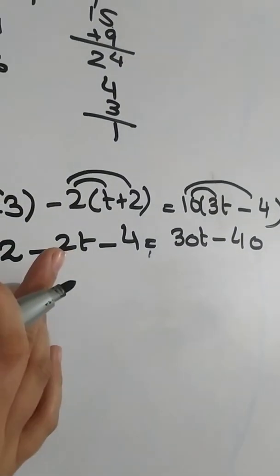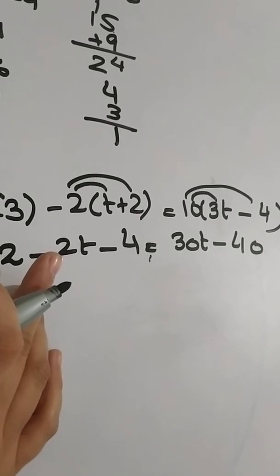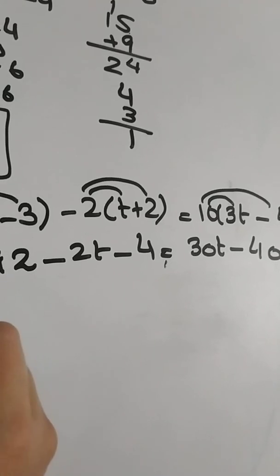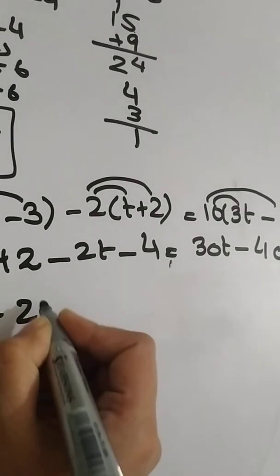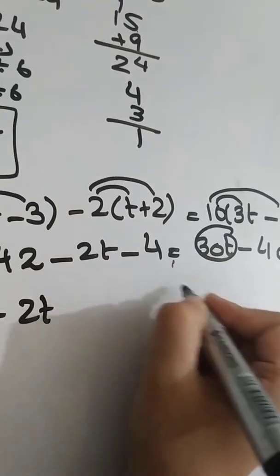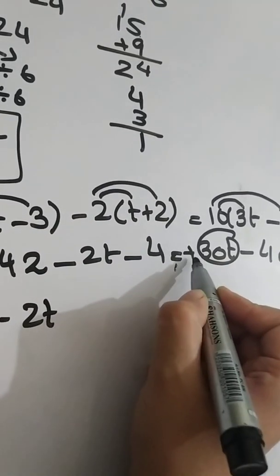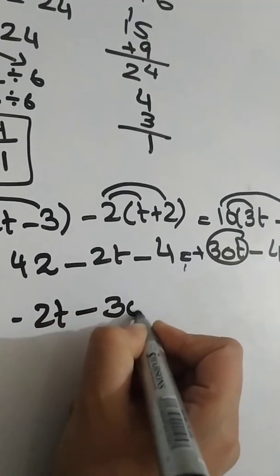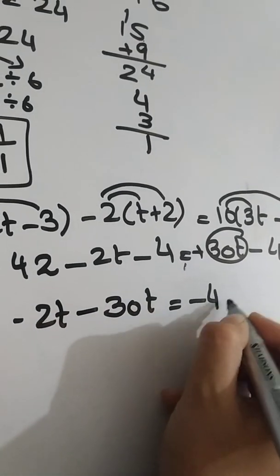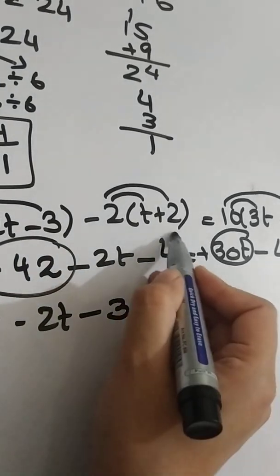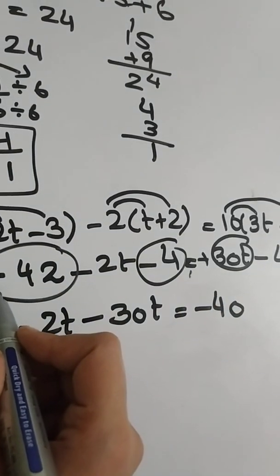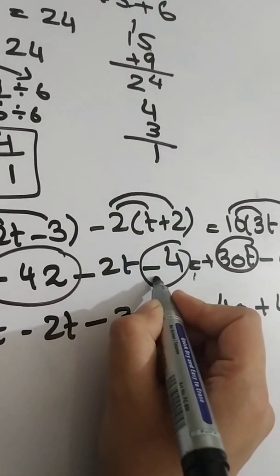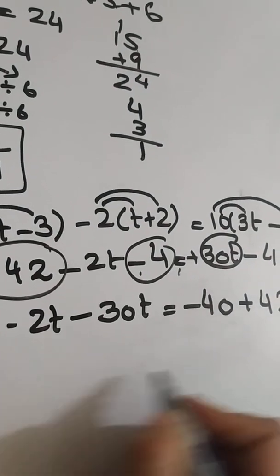Now separate the t terms on one side of the equation and take the constant terms on the other side. Here is a t term. When it comes to the other side, as the sign here is not mentioned, it is the plus sign. When it moves to the other side of the equation, the sign changes into minus. Take these two terms on the other side. When I move the terms to the other side, the sign of this term changes into plus 42, and the sign of this term changes into plus 4.